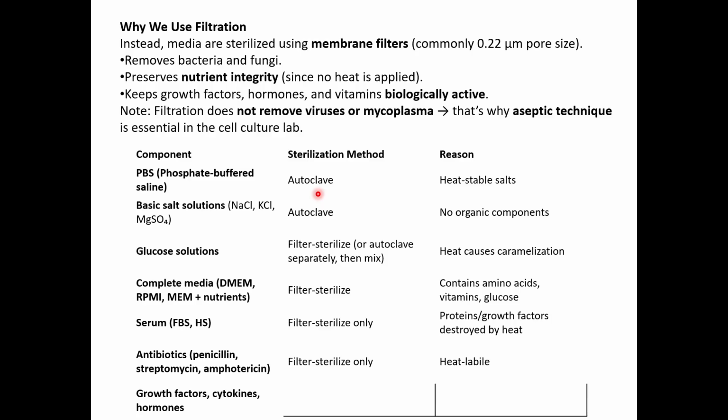Components like PBS, you can autoclave, like I said. Buffers in which you add only salts can be autoclaved because salts are heat stable. So PBS has only phosphate buffers, sodium, etc. Basic salts like sodium chloride, potassium chloride, magnesium sulfate, etc., because these are not organic. Glucose solutions are, however, filtered. Like I said, it gets caramelized due to heat and becomes a byproduct.